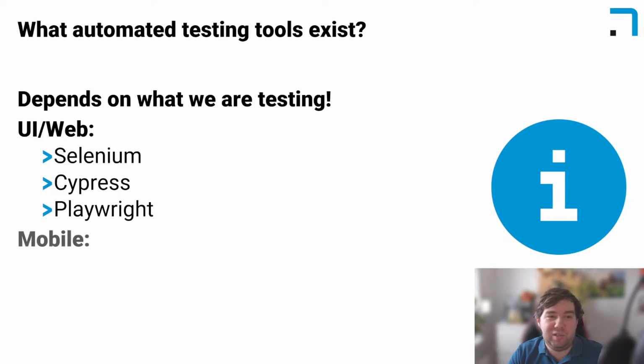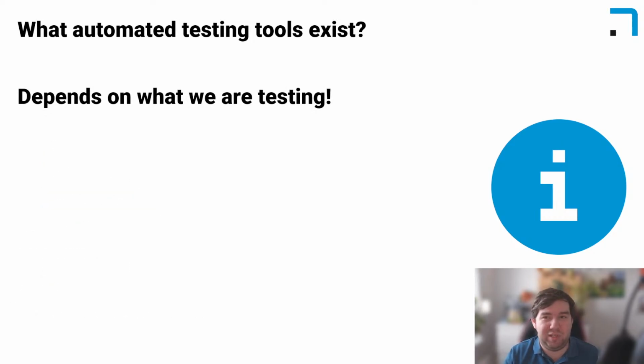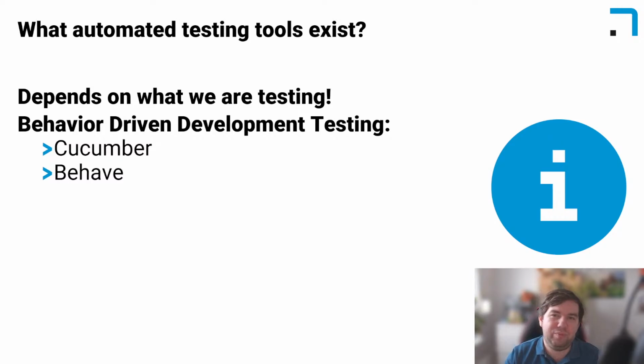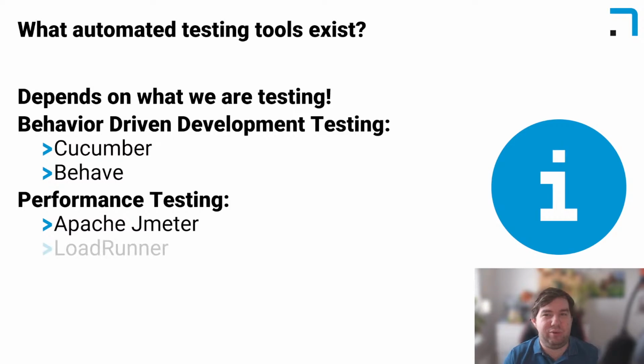If we're looking at mobile testing, then we probably want to talk about Appium. Or if we're talking about APIs, then, as you might remember from my talk last week, we're looking at Postman or Bruno. But moving on from that, we also have different types of testing that we can do. If we're looking at behavior-driven development and how we test that, then we're looking at Cucumber or Behave, depending on what language the underlying system is. If we're looking at performance testing, then we probably want to look at Apache JMeter or LoadRunner as well, so we can get a really in-depth idea of how the system is performing.